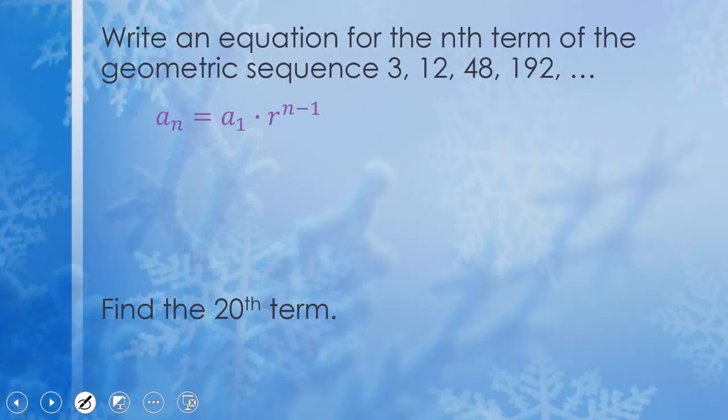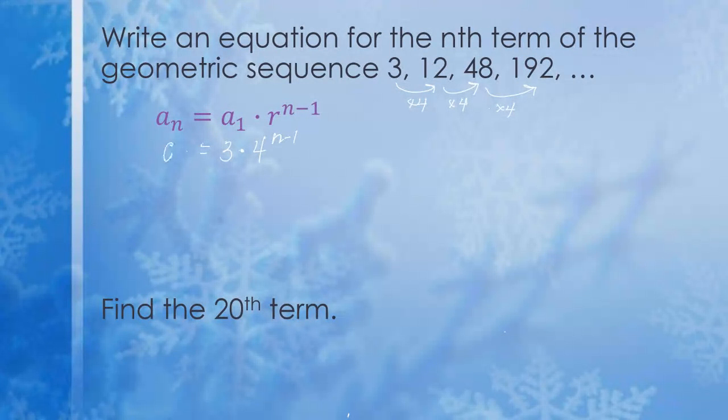We now want to be able to write an equation for the nth term. So we want to write that generic equation, and we know that our first term is 3. I'm going to put that in for A1. I don't know what my R is yet, but I can figure it out, right? Because what am I doing? I'm multiplying by 4. I'm multiplying by 4. I'm multiplying by 4, which means that my R is 4. There is my formula for this specific sequence.